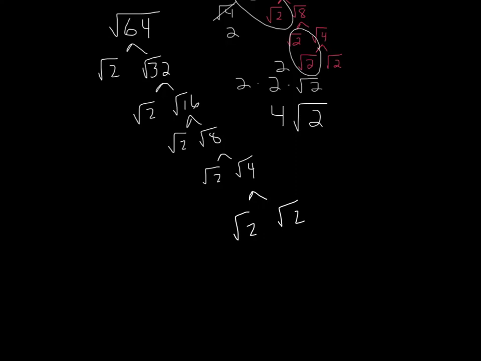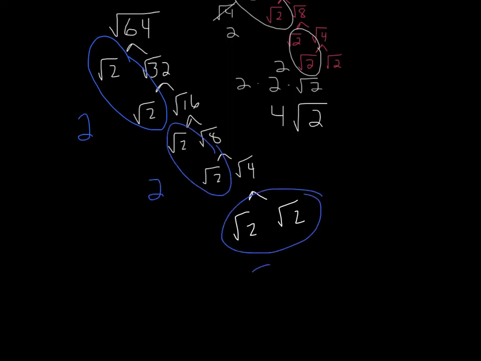Okay, so what pairs do I have? Got a pair there, so that'll make a 2. I have a pair there, that'll make a 2. And a pair there, that'll make a 2. So I have 2 times 2 times 2. 2 times 2 is 4, times 2 is 8. And the square root of 64 is 8. So there we go. Don't forget your plus and minus, right?